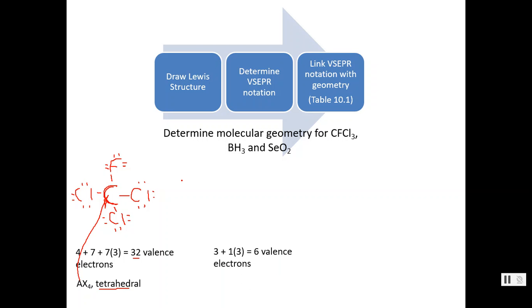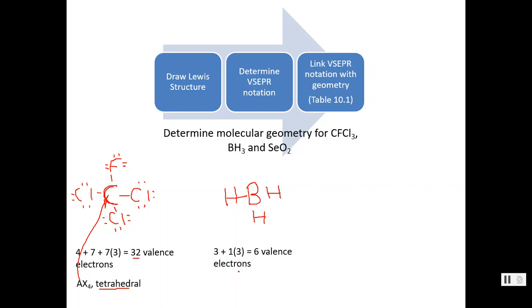Sum the valence electrons: 3 from boron, 1 from hydrogen, multiplied by 3, I have 6. Boron's going to be my central atom. Scatter my outer atoms around it, my 3 hydrogens.